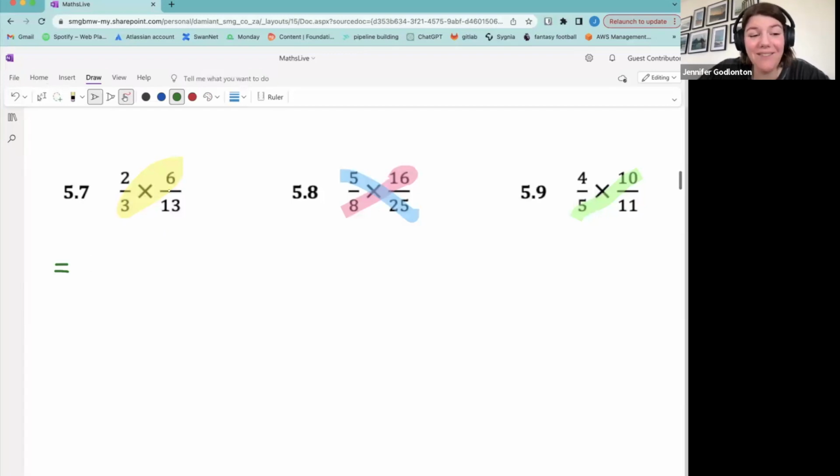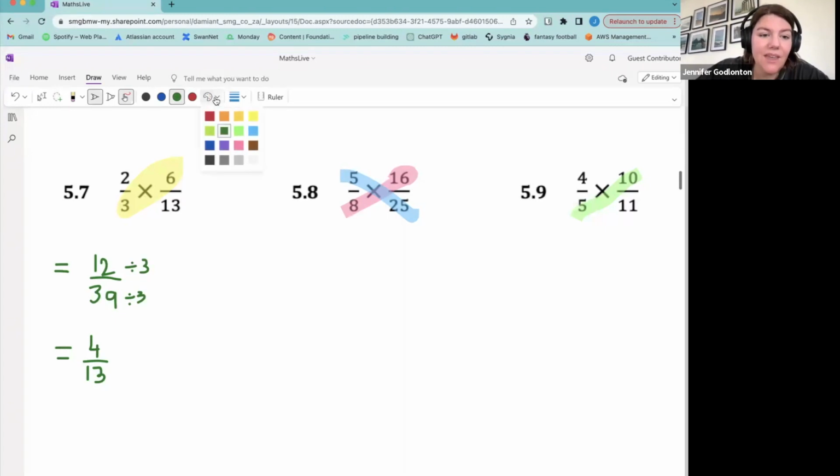Okay, so if we don't do cross simplification, we could say 2 times 6, which gives us 12, and then 3 times 13, which gives us 39. And then we would be able to simplify that. What number can go into both of those? Well, 3 can go into 12, so we'd have to divide by 3. 3 goes into 12 4 times. And what you do to the top in a fraction, you have to do to the bottom. So 39 divided by 3 gives us 13. So we get to the final answer. It just takes us a little bit of time.